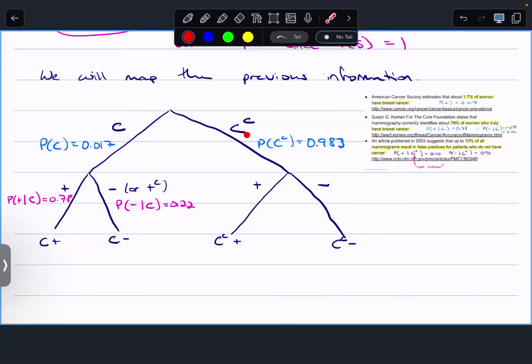If they don't have cancer, the probability that they test positive is 10% or 0.1. So the probability of testing positive, given that they don't have cancer, is 0.10. Which means that the probability that they test negative, given that they don't have cancer, is 0.9.